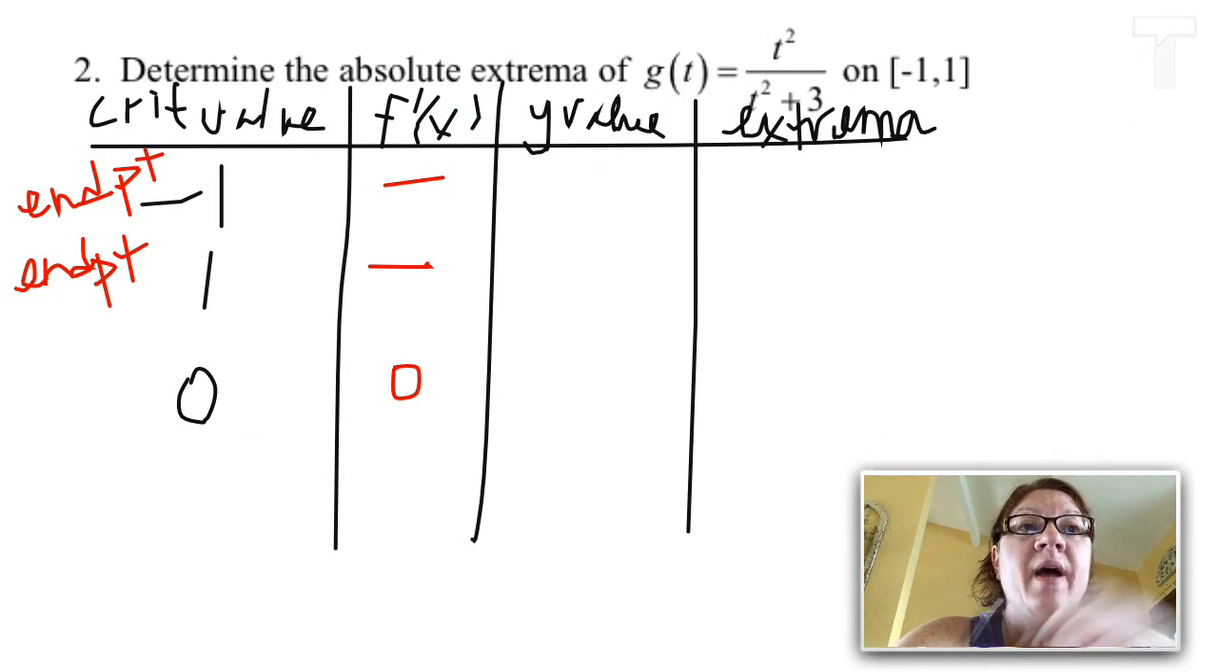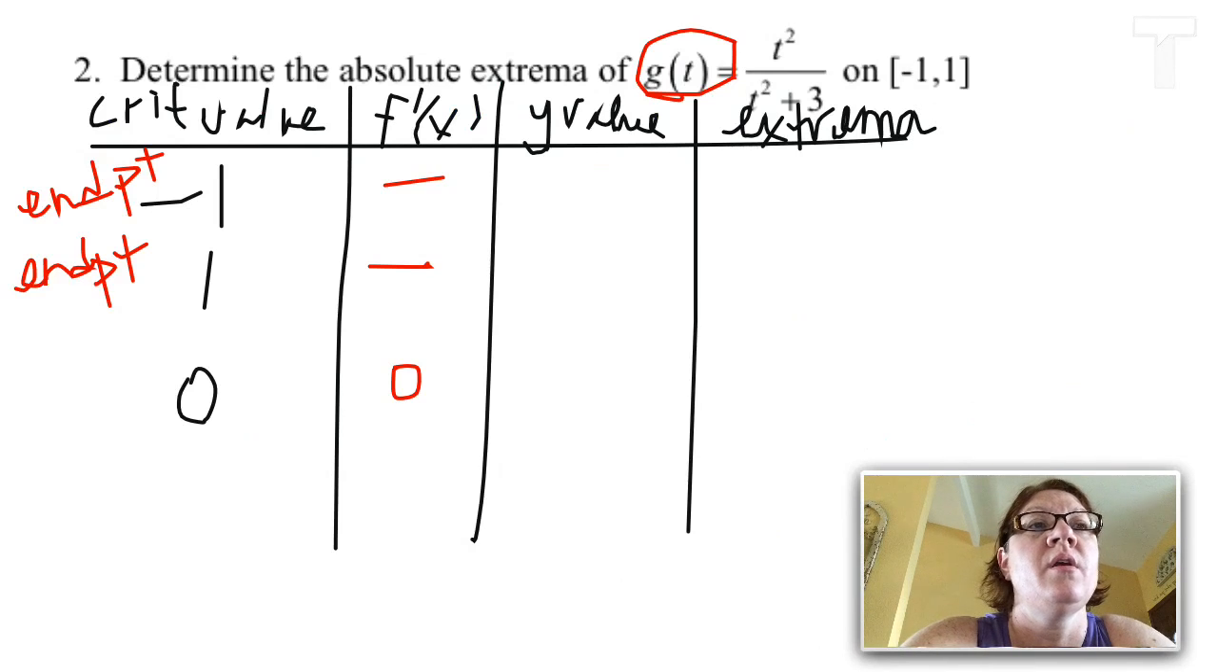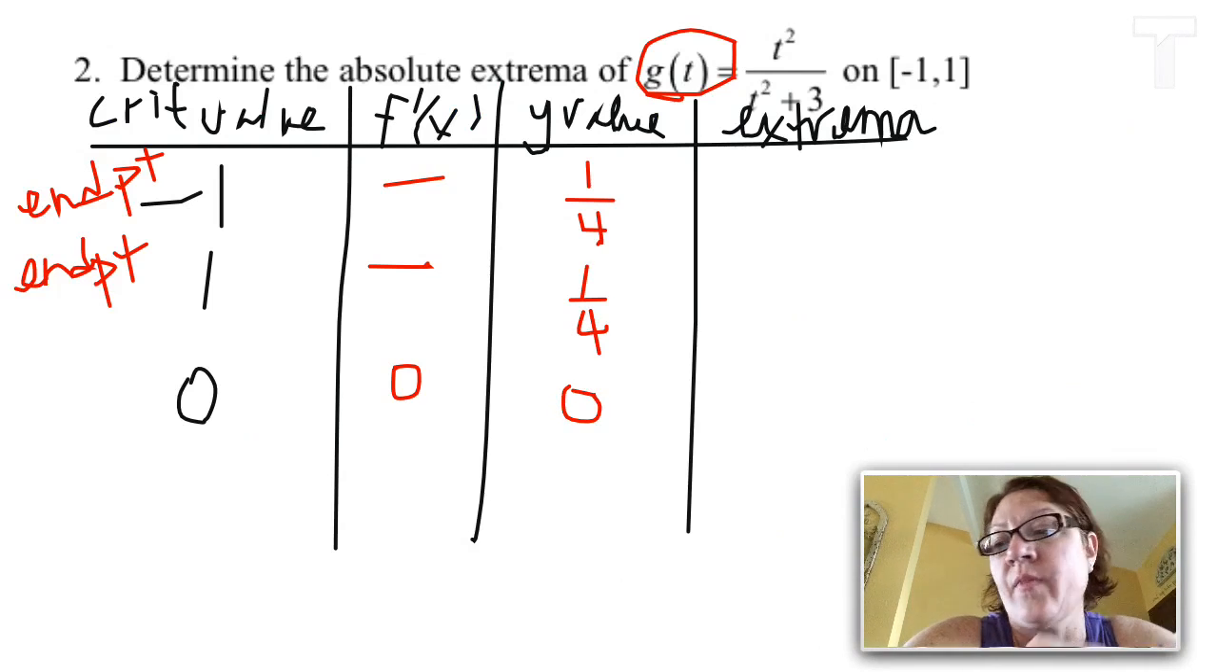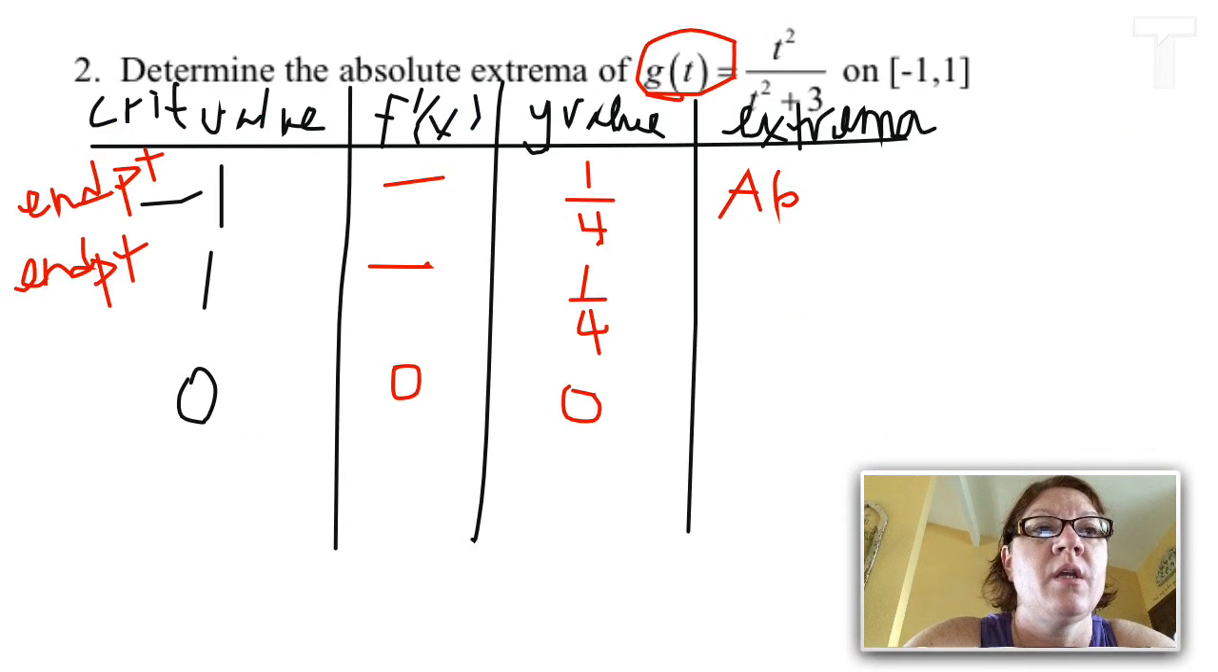But I do need to find the y values. Remember, in order to find those y values, I've got to substitute into the original. So I'll have 1/4 and 1/4 and 0. And then I'm going to look for, well, which one is the highest? I'm thinking, oh yeah, it's the 1/4, and it's the highest one out of the list.